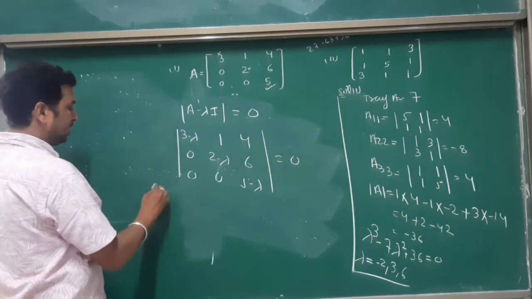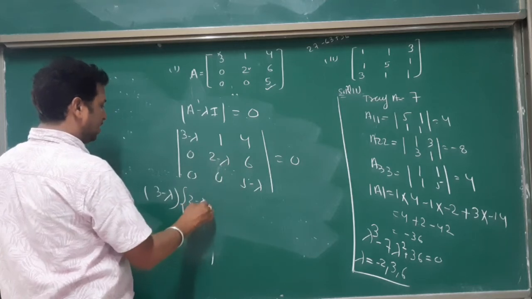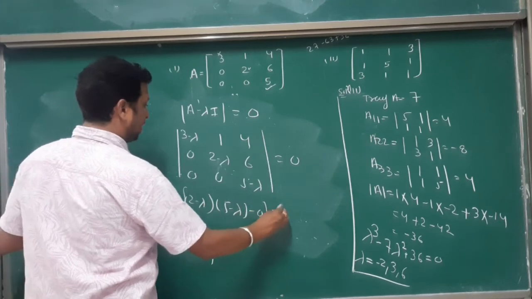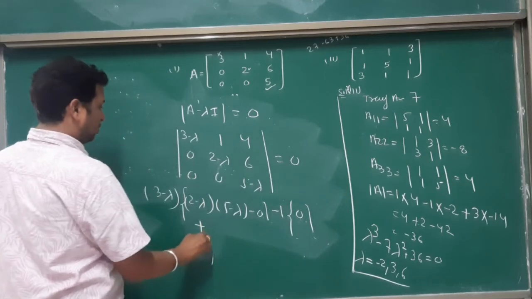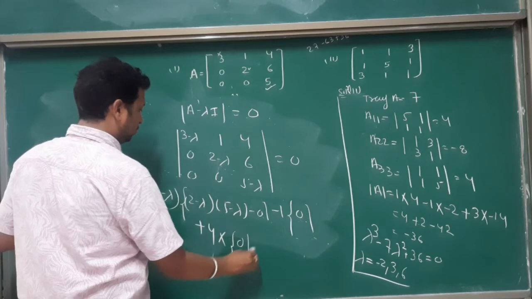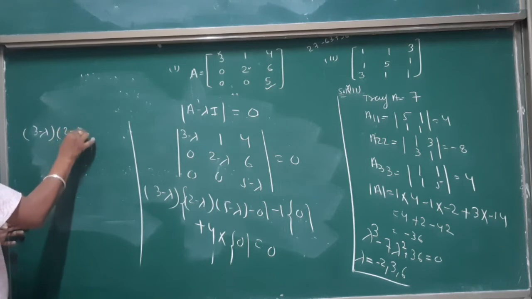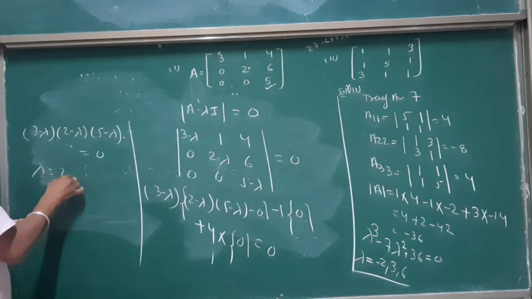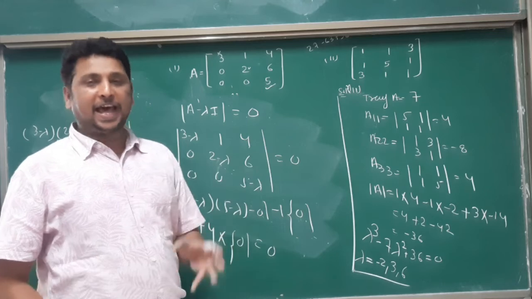Find out its determinant. How will we find the determinant? 3 minus lambda outside the determinant, 2 minus lambda multiplied with 5 minus lambda, this is 0, minus 1 into 0, 0, plus 4 into 0, is equal to 0. So 3 minus lambda, 2 minus lambda, 5 minus lambda is equal to 0. So what is the lambda value? 2, 3, 5.